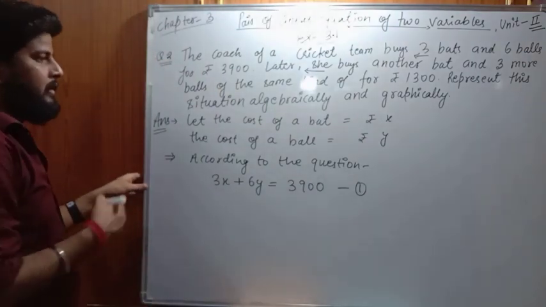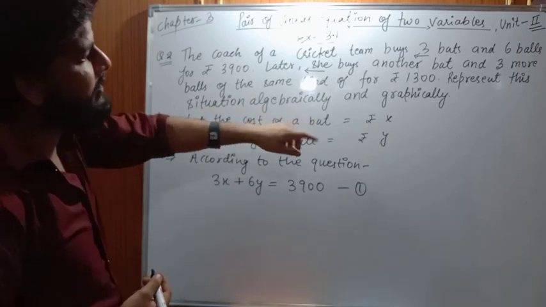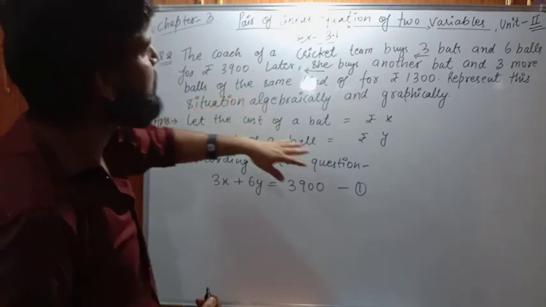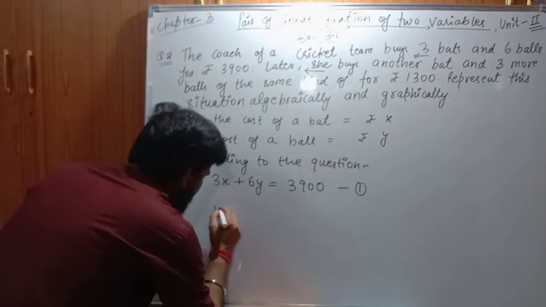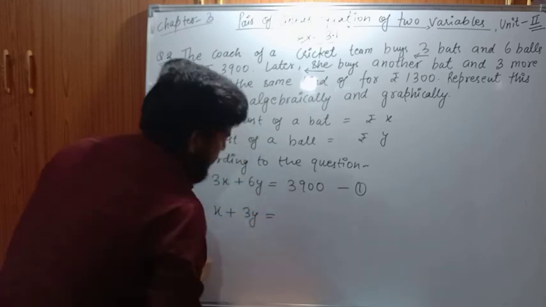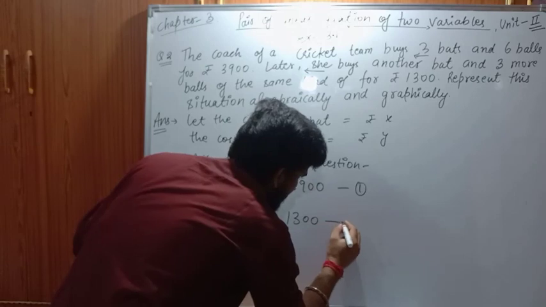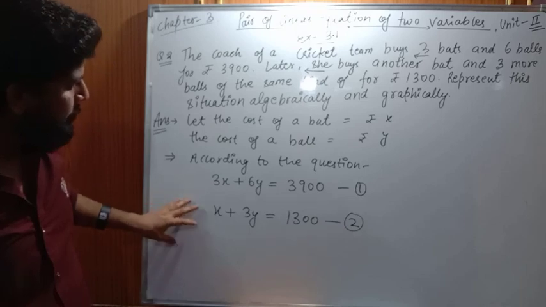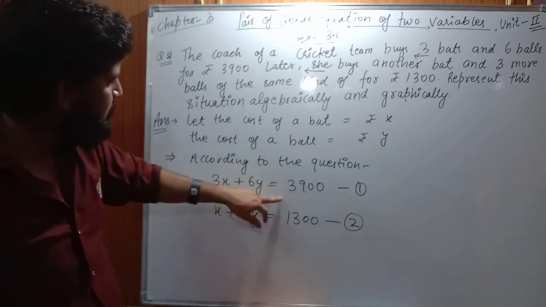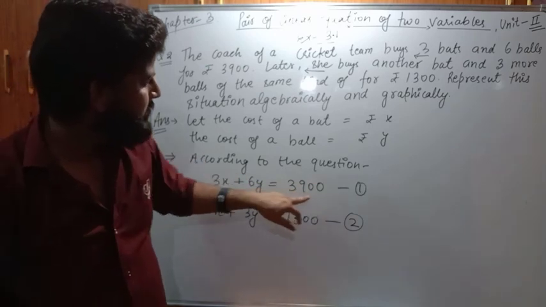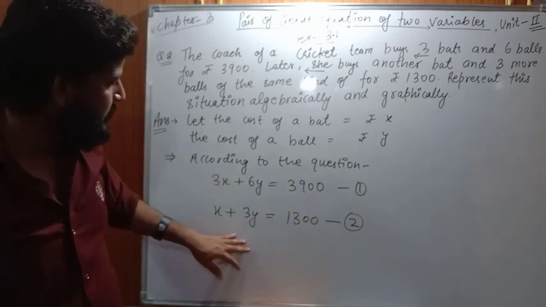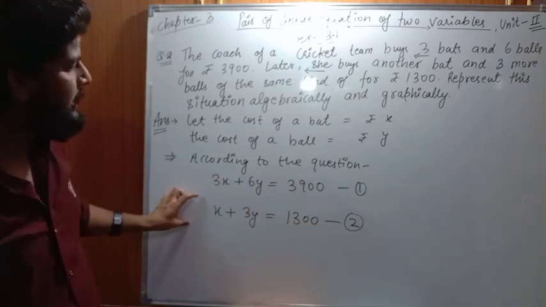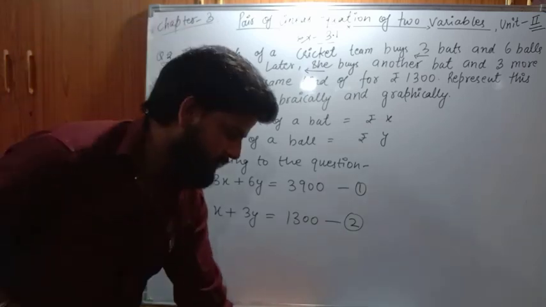Okay, in the second scenario there is 1 bat. कितना बैट है? That is 1, and balls कितनी second scenario में? 3, and total amount कितना है दोनों का? That is 1300 rupees. So x plus 3y equals 1300. Okay, so now we got 2 linear equations in 2 variables. ये हमारा सेकंड लीनियर इक्वेशन है. 3x plus 6y equals 3,900 rupees, and second, x plus 3y equals 1,300 rupees. So now we will make the graph of these two pair of linear equations.